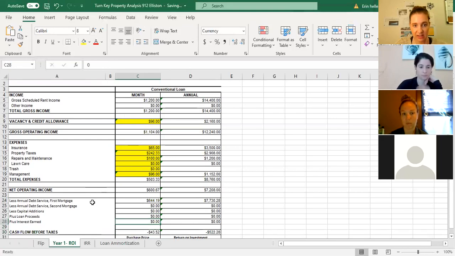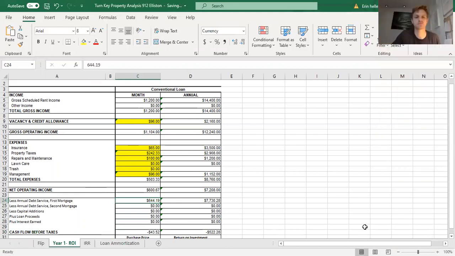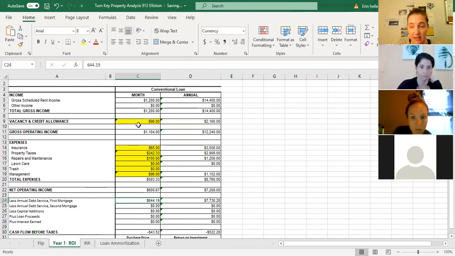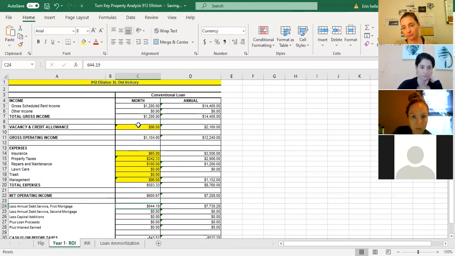So anybody have any ideas what you can do at this point? Is there anything you can do to maybe like increase the income or add value to the property?